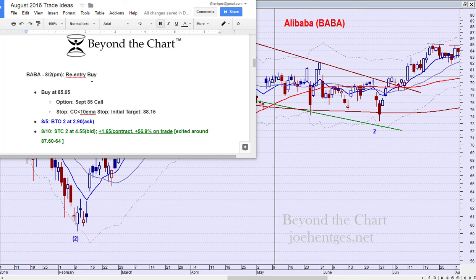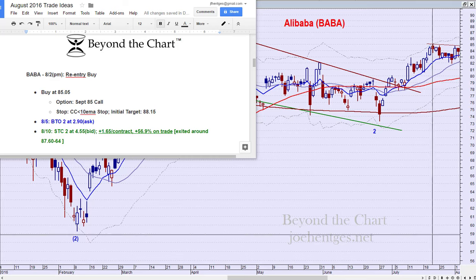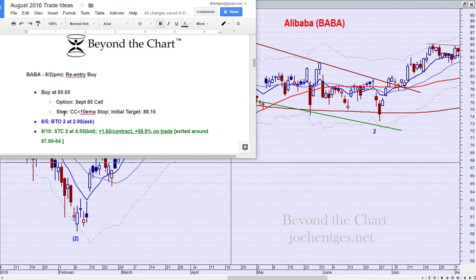I said this is a re-entry buy setup. That's the name of the setup. And I said buy at 85.05. The option I was suggesting was the September 85 call. So we're going out a little ways, not the August, which was the next month, but 2 months out in terms of expiration. Stop was consecutive closes below the 10 exponential moving average.